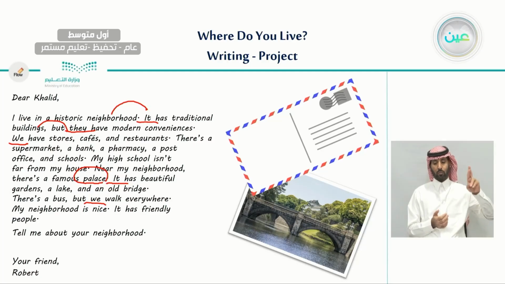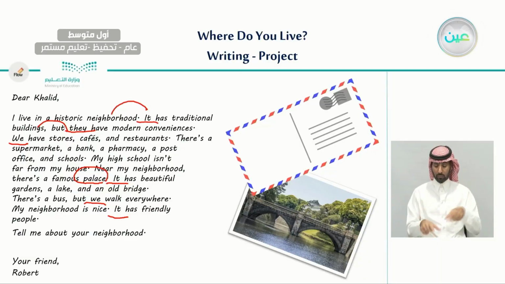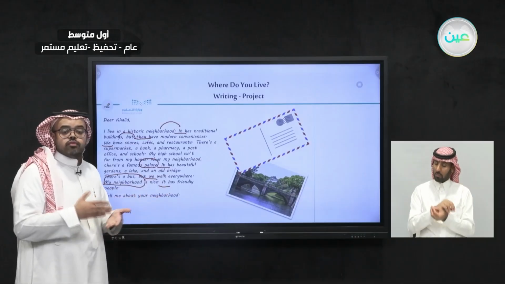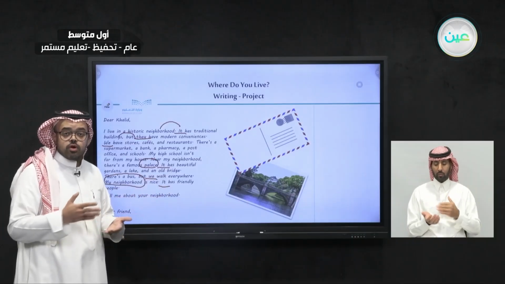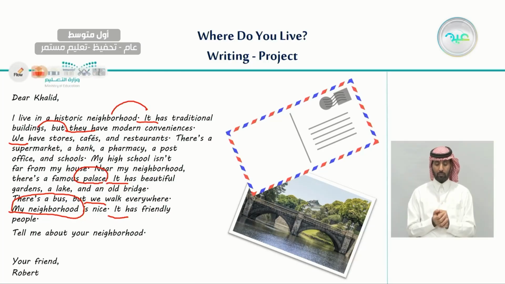So he said, my neighborhood is nice. It has friendly people. So here it refers to the neighborhood, or Robert's neighborhood. You see how easy that was? So we use these personal pronouns instead of repeating names or nouns. Now, let's continue.